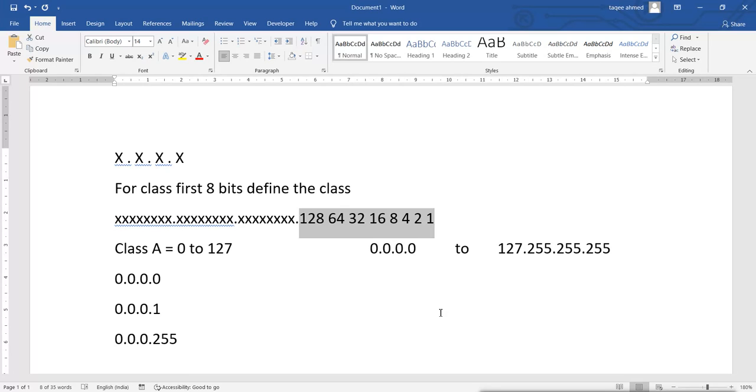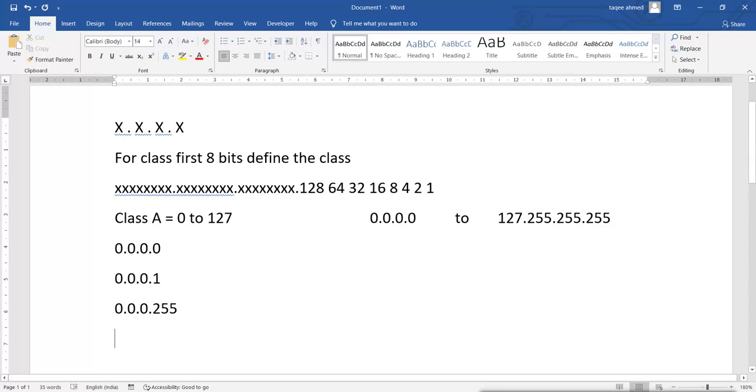That means after 255, when it reaches 255 here in the first part, the next IP will be 0.0.1. This part will get 1 and this part will again get 0. Why? We can say it is working like a clock. If you have 60 seconds, you don't have more seconds. When you get 60 seconds, the minutes will get 1 and the seconds will start again from 0. Then when it reaches 60 again, the minute will become 2.